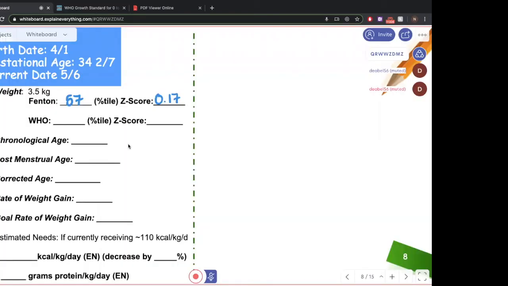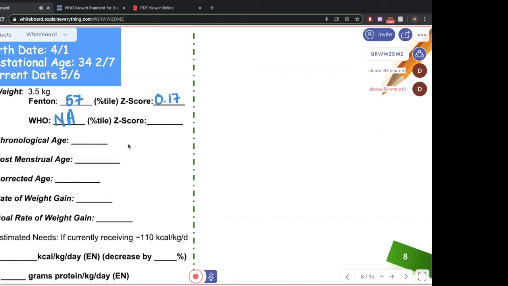And this time, we're not actually going to find the percentile from the WHO because, as we'll see in a moment, this infant is, at this date, not past the 40 weeks of postmenstrual age. They have yet to reach the 0 months of age that is a minimum for the WHO.